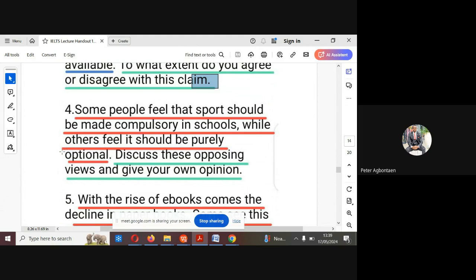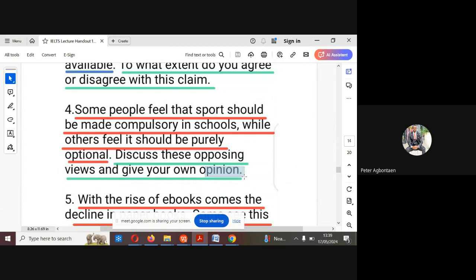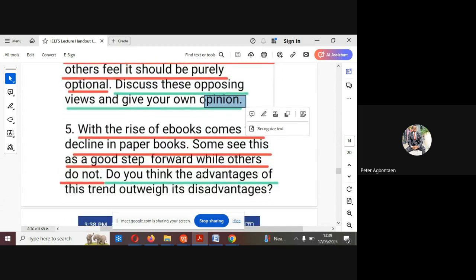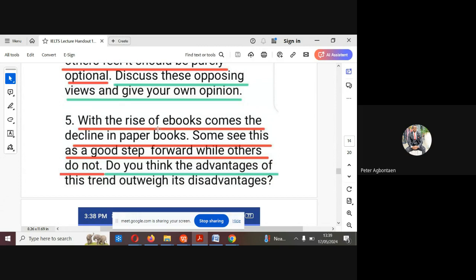So for question 4, the first sentence here ends at optional. You can see the full stop there. Then the next one stops at opinion, you can see that full stop. So, you can see from this example that I've shown you that IELTS essay questions will have either 2 sentences or 3. Now, question 5 here has 3 sentences. So the first one ends in books, the other one ends in not, and you have this one that ends in disadvantages.